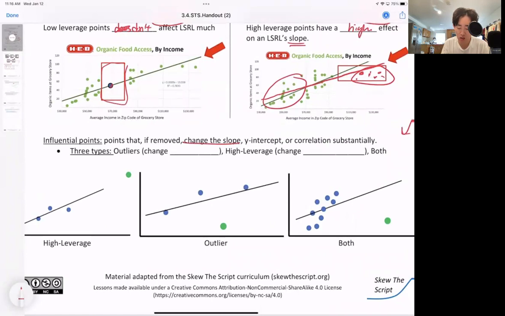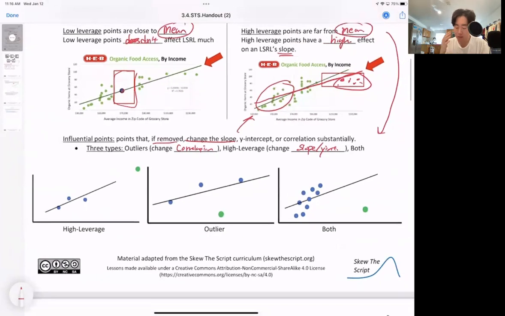It changes the slope when removed. It has a lot of similarity to leverage. The only difference is that leverage is far from the mean, okay? So there are 3 types. It changes the correlation for the outliers. High leverage changes the slope and the y-intercept. So any point that changes the correlation or the slope is considered influential.